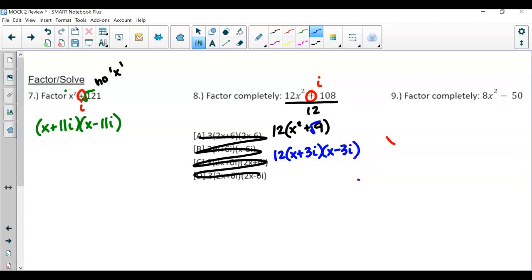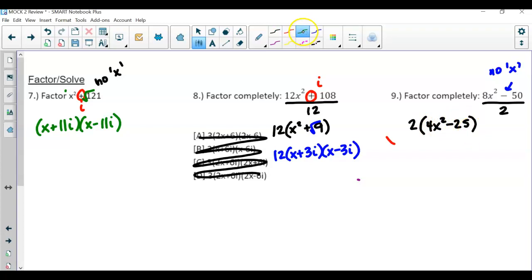Then number 9. Now notice we're just subtracting. So it's our 2 terms, no x, right? B is equal to 0, and we're subtracting. So it's the difference. So we don't need i. But there is a GCF. I can factor out a GCF of 2. So taking out 2, now I have 4x squared minus 25.